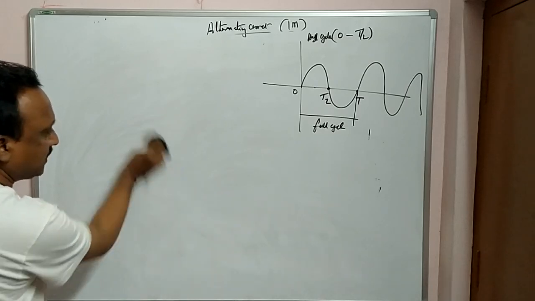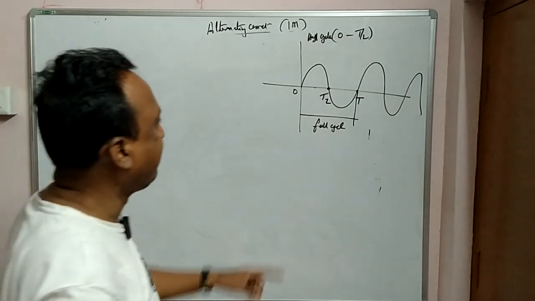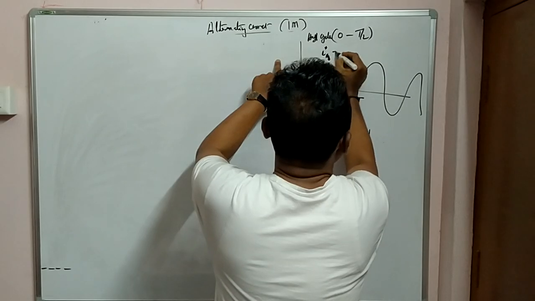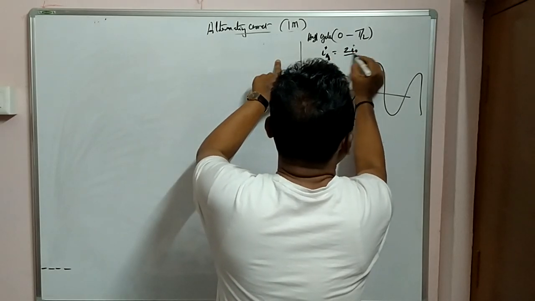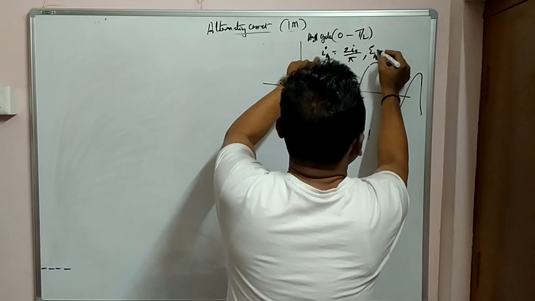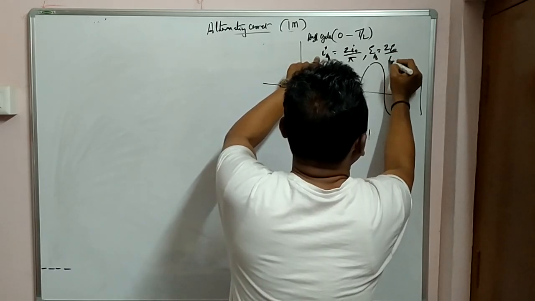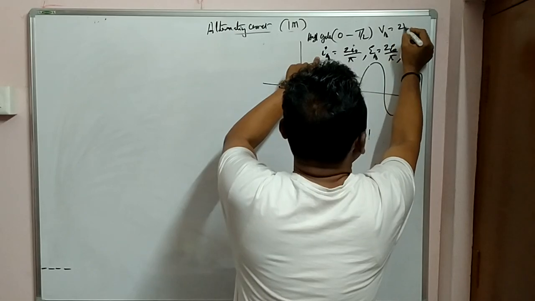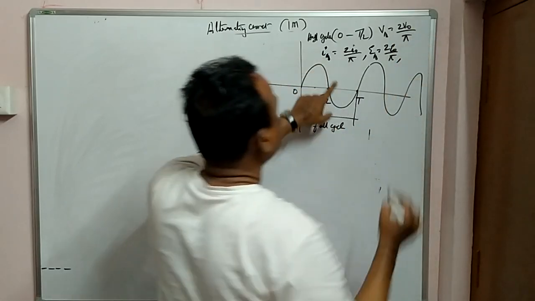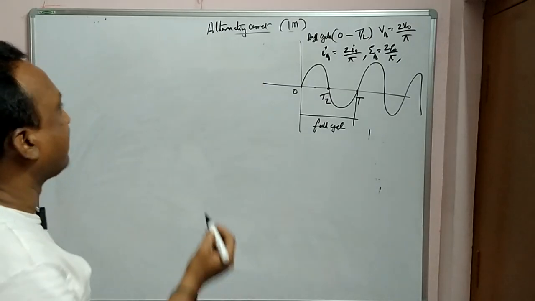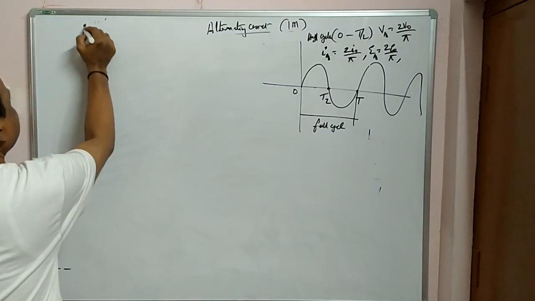Clear? So finally we got the values I am writing here. For half cycle, I average is equal to 2I0 by pi. Separately, E average, EMF, 2E0 by pi. Separately, V average is equal to 2V0 by pi. These values you have to put in your mind for half cycle. Now we will go for what is IRMS.